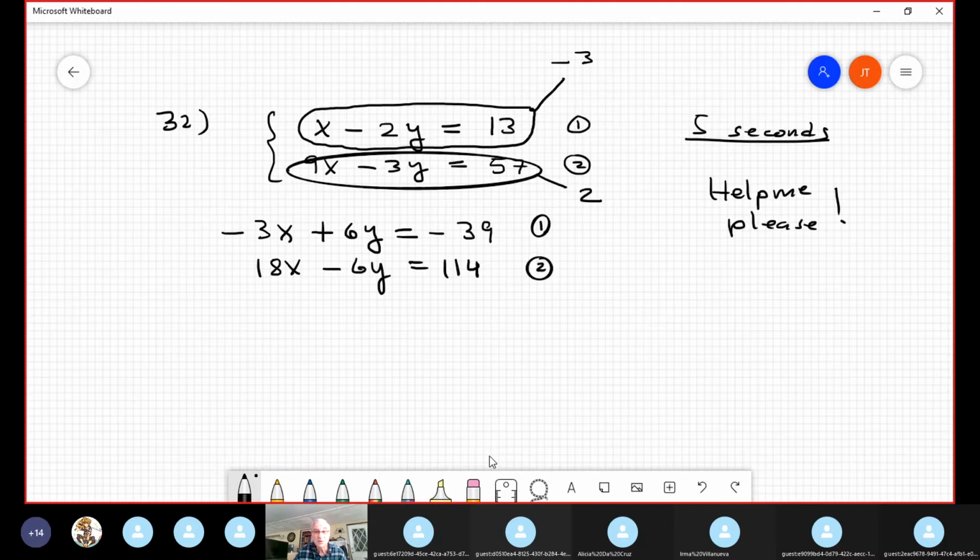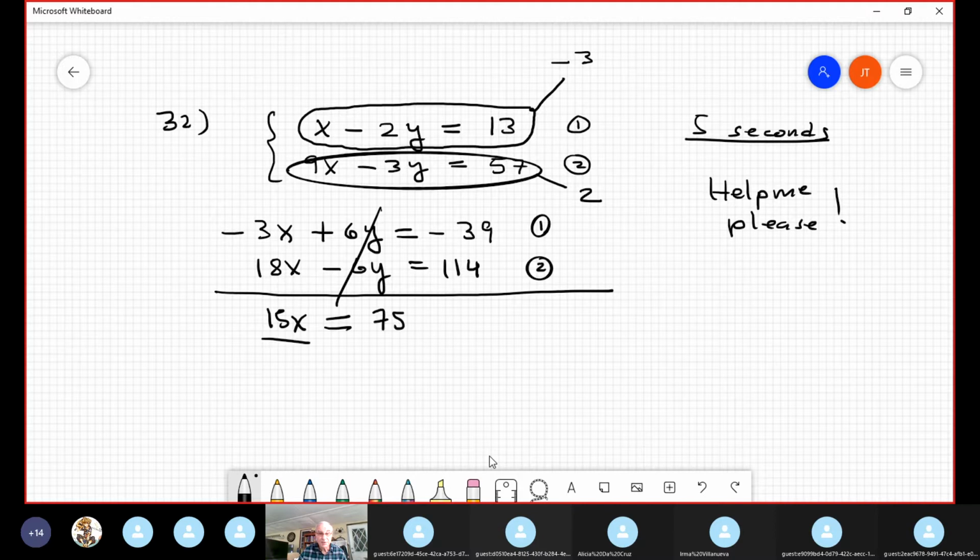And you see that this is ready for elimination, that part? Do you see or no? Yes. Okay, then we combine: 18 minus 3 is 15, no? 15x. Now 114 minus 39 is 75. Divided by 15 both sides. 75 divided by 15 is 5. X equal 5, sorry.